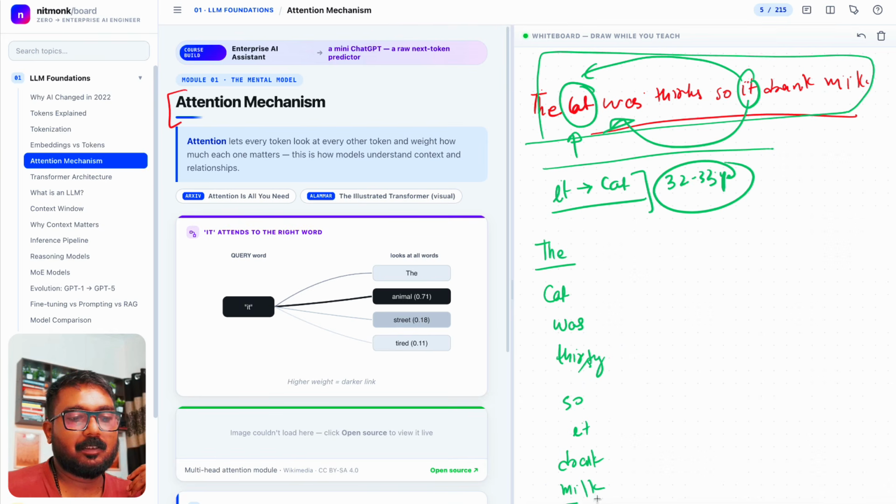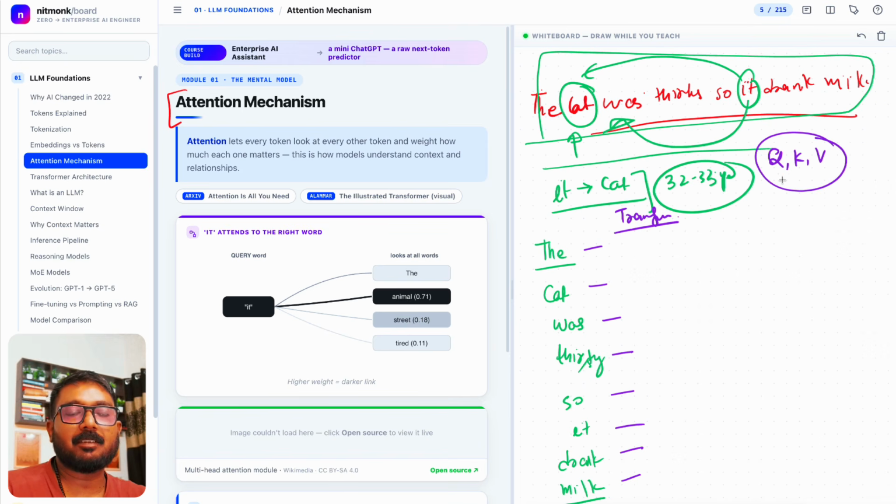So if I represent this, the cat was thirsty, so it drank milk, how do LLMs do it? How do transformers do it? There are mathematical formulas about query, key, and value, all these Q, K, V values. We'll not go deeper into the mathematical formulas, but I'll help you understand how transformers understand.